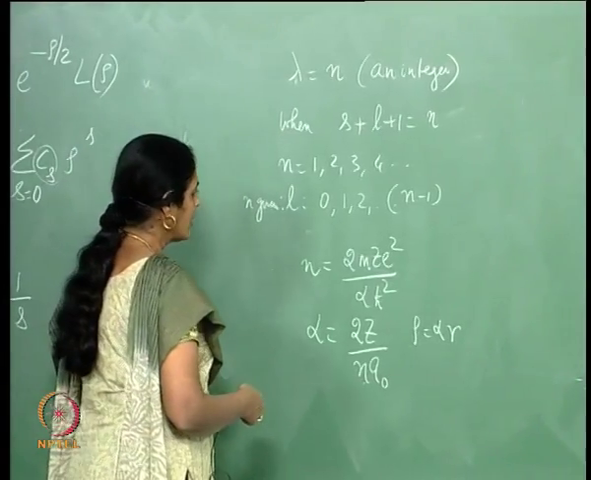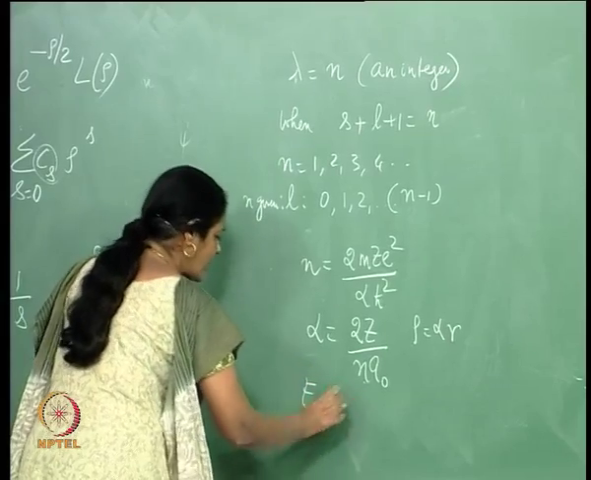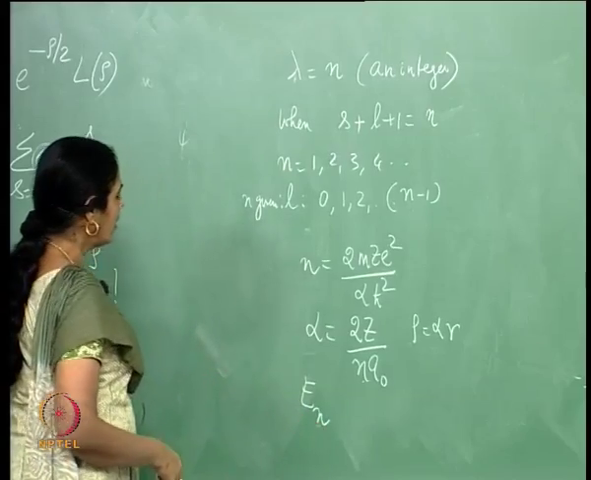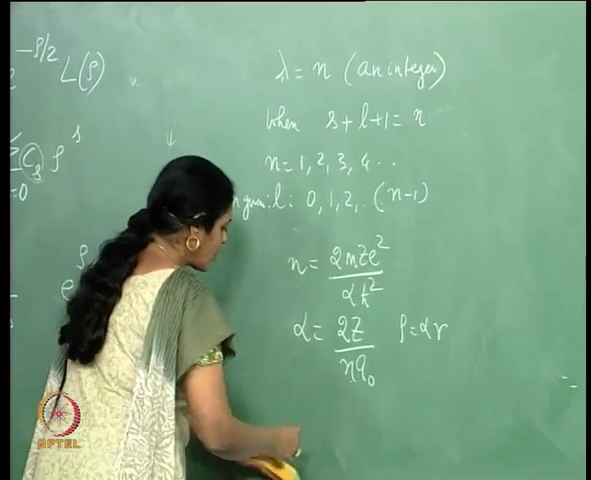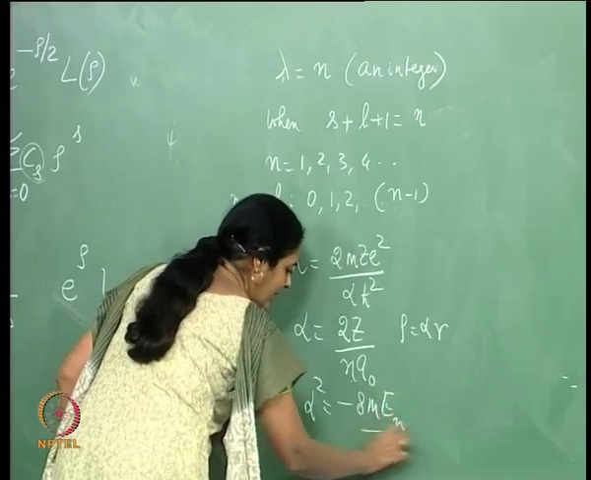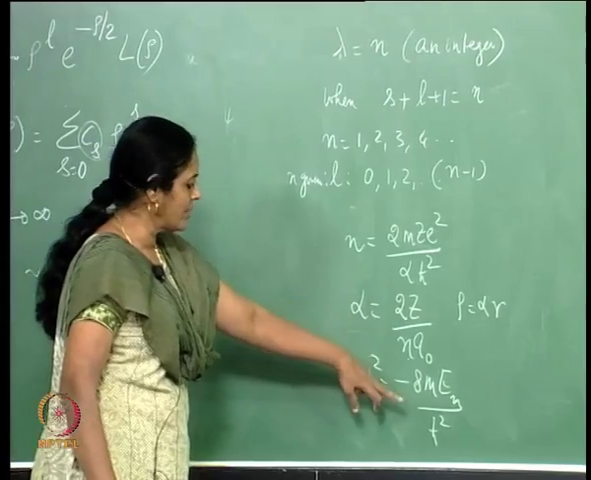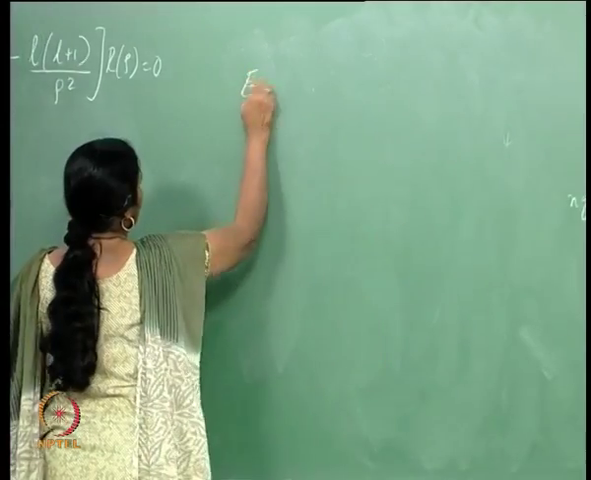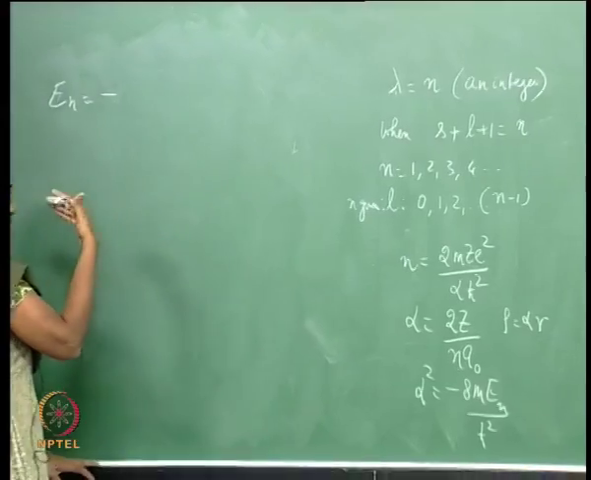Now having said that, what is the energy equal to? Energy is of course quantized with the quantum number n, because alpha squared was minus 8m E n by h cross squared. So you can substitute for alpha squared here and you find E n. And what is E n? E n, first of all, comes with a negative sign, and that is good because it is a bound state and we do expect that.